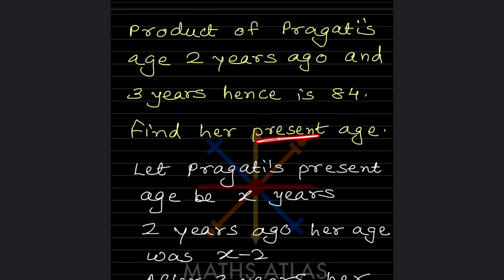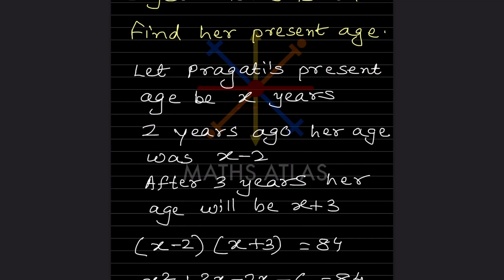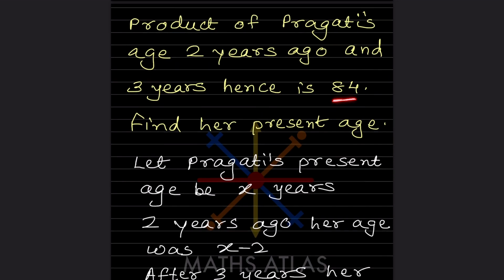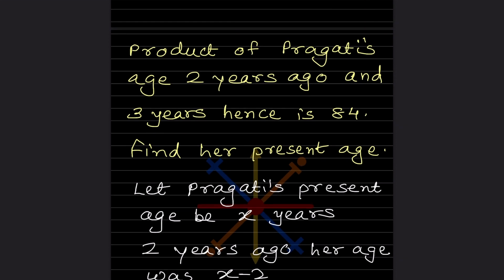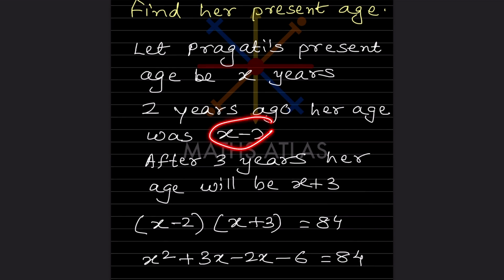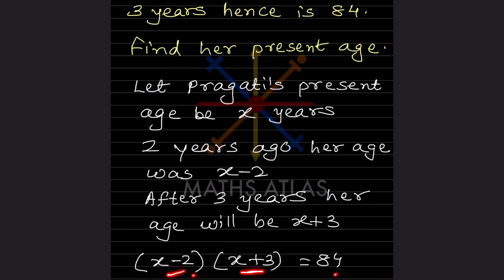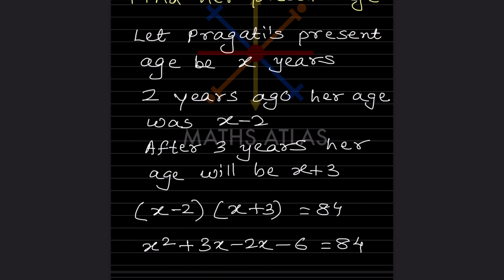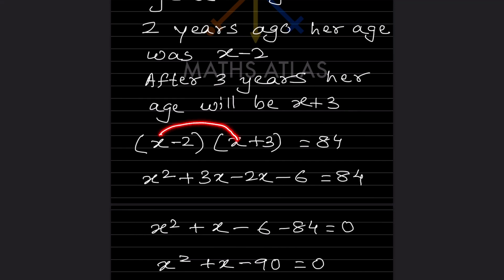So we have to find out the present age, that is we have to find out x. So now this total is given as 84. So what we can do here, x minus 2, because they have said the product of Pragati's age, so you have to multiply this one, as well as this one, the age ago and the age after. So x minus 2 into x plus 3 is equal to 84, which is given over here. So when you expand this, it is going to be x square plus 3x minus 2x minus 6. So what will you write here? This is going to be x square.